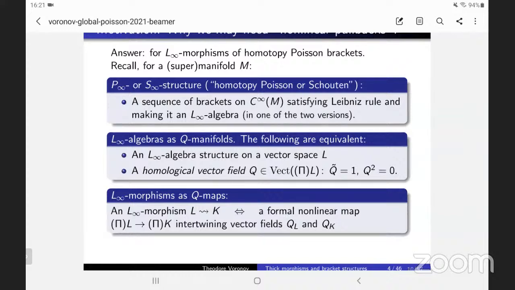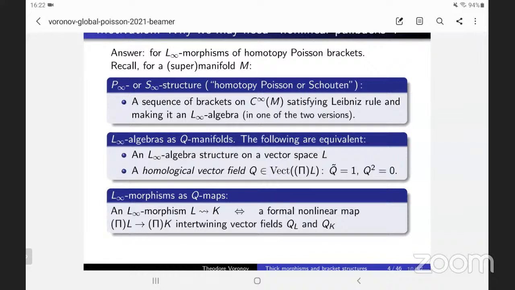Okay. So an L infinity morphism from an L infinity algebra L to an L infinity algebra K can be described in terms of operations. So it's a sequence of multilinear maps satisfying some involved identities with all the brackets. But a very concise and most efficient way of describing it is by a non-linear map of the corresponding supermanifolds, having the property that it intertwines the homological vector fields which describe the bracket structure.